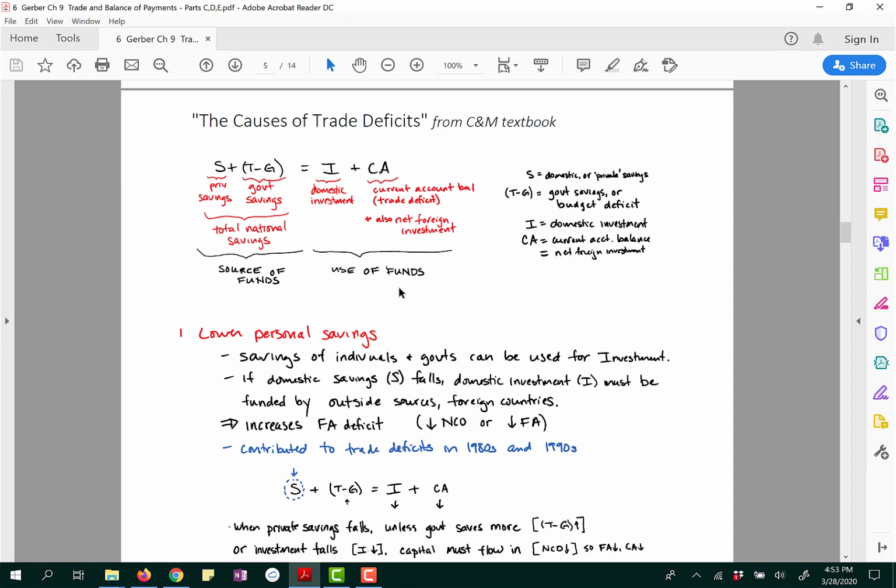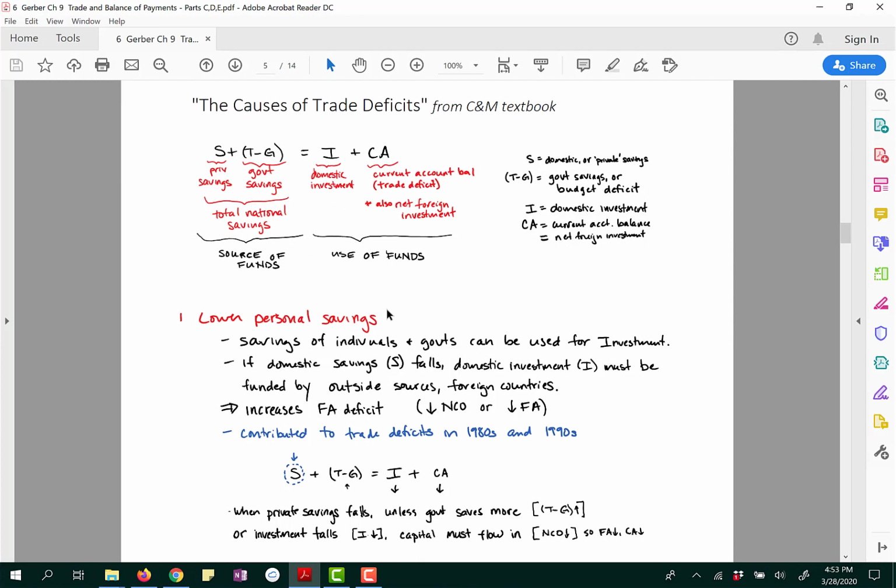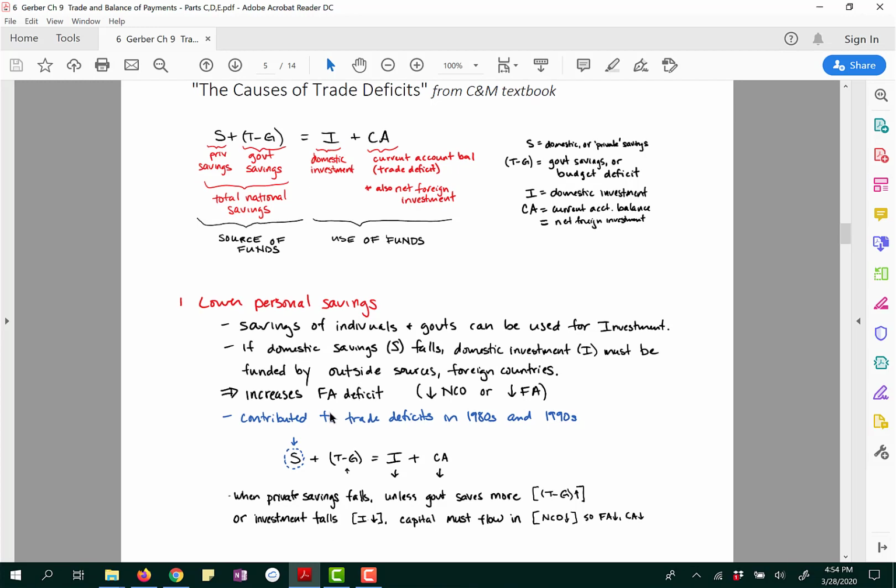Okay, so to start out, if a current account deficit is the difference between a nation's total savings and its domestic investment, then a possible cause of higher trade deficits is lower personal savings. So if domestic savings falls, domestic investment has to be funded by outside sources from foreign countries. The money has to come from somewhere. This was a contributing factor to the trade deficits in the United States in the 80s and 90s, and to some degree in the 2000s, although the U.S. savings rate has recently rebounded.